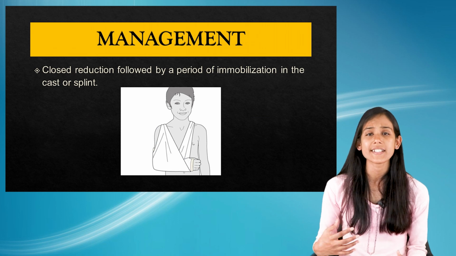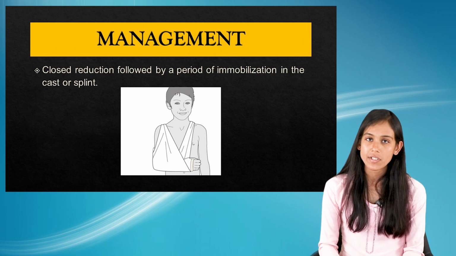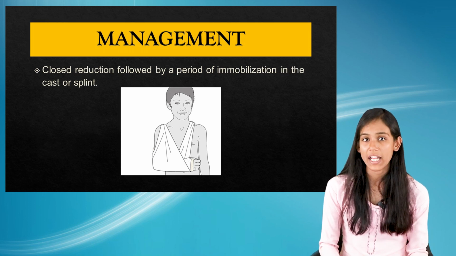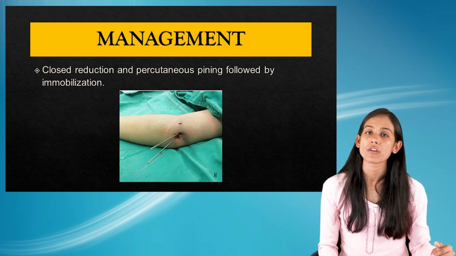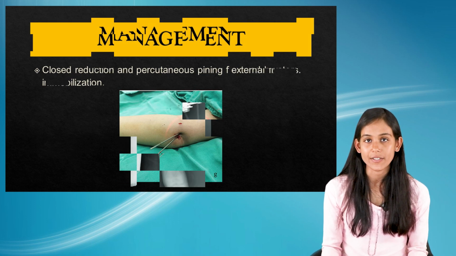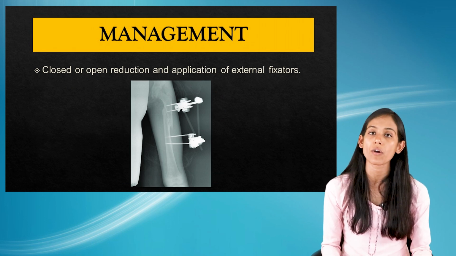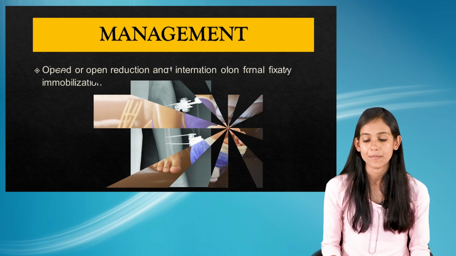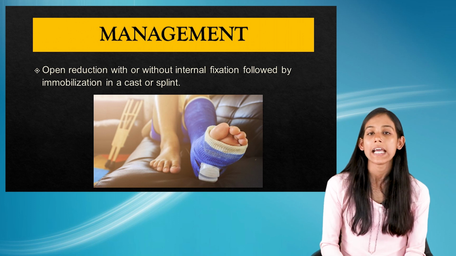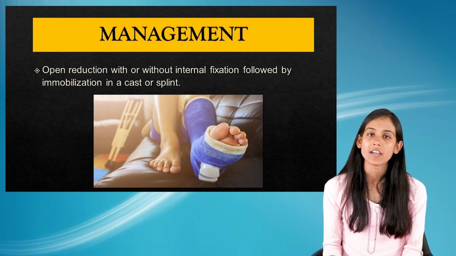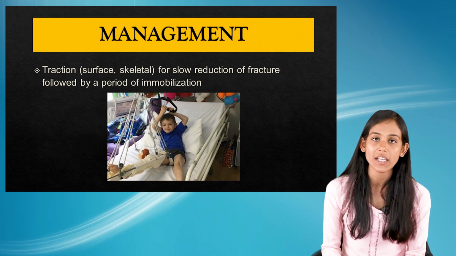After that, there are several techniques to manage a fracture. There can be closed reduction followed by immobilization. They can also do closed reduction and percutaneous pinning followed by a period of immobilization. And then there can be closed or open reduction and application of external fixators. Also, open reduction with or without internal fixation, followed by a period of immobilization. And apart from these, traction can also be used.